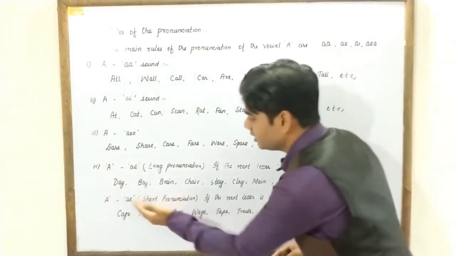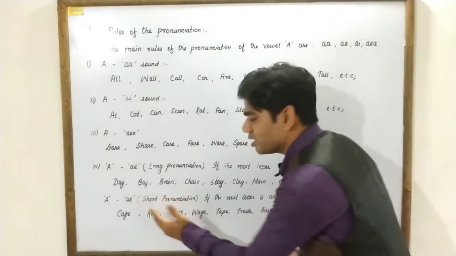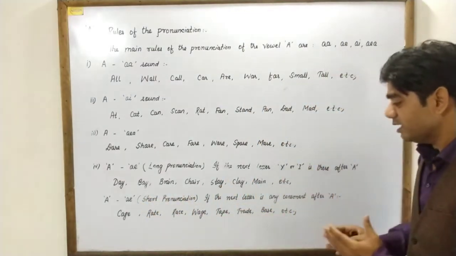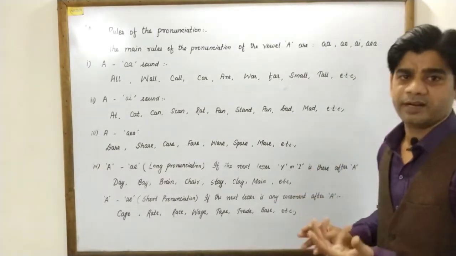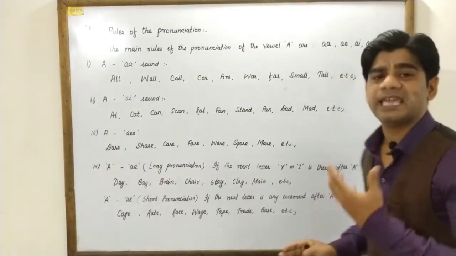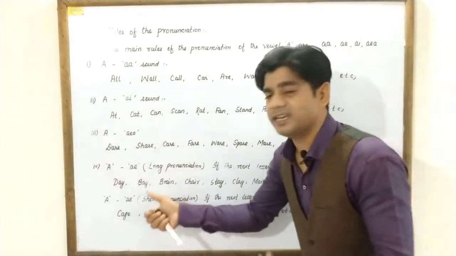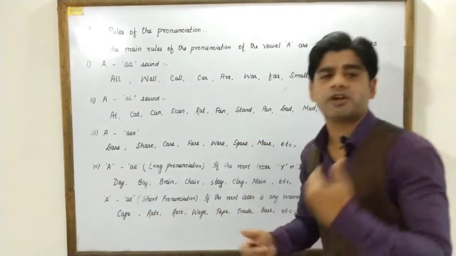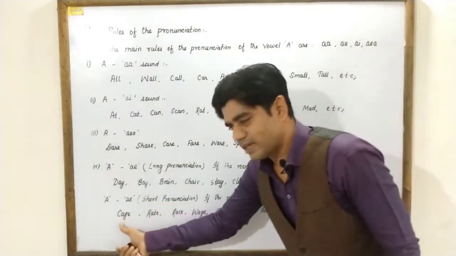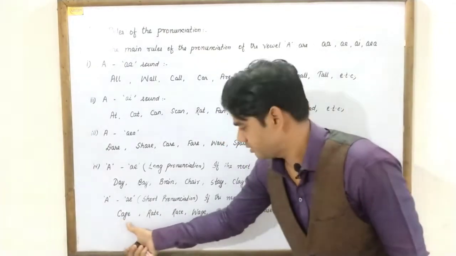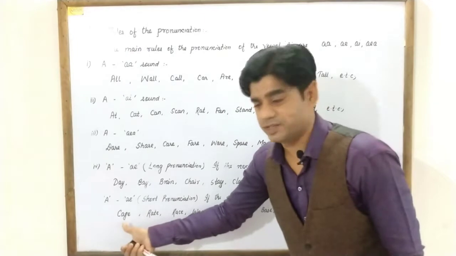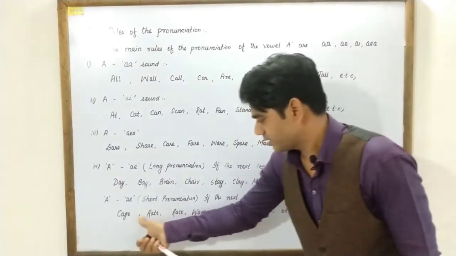Now moving to this one, the letter A produces the A sound in a short pronunciation when the next letter after A is any consonant. What I said, when the next letter after A is any consonant, then the letter A produces the A sound in a short pronunciation. For example, C-A-G-E, cage. Not cage. It's cage.